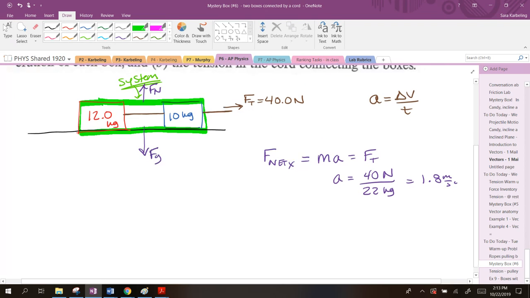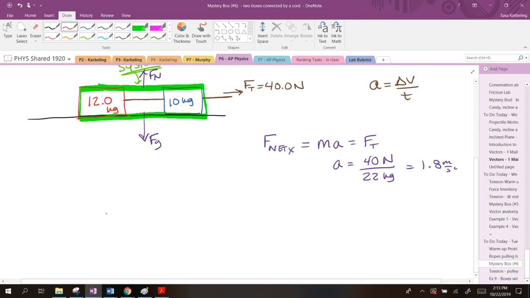If you look just at that box, just at the 12 kilogram box, you've got gravity pulling down, you've got the normal force pushing up, and how many other forces do you have acting on it? Just one, right? The tension, or the force of the 10 kilogram box on the 12 kilogram box. So I'm going to write this as the force of 10 on 12. That is a tension force, and that's the one we're trying to solve for.